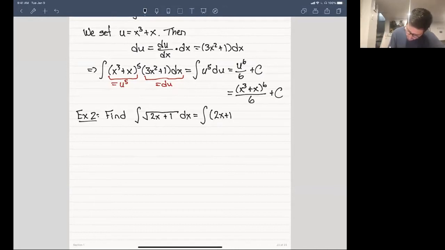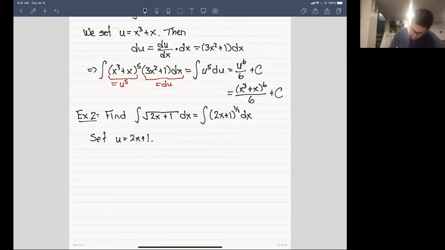This, in fact, does fit into the framework that we just talked about. So in this case, n is equal to 1/2. It's perfectly valid. So it seems to me that I want to substitute u equal to 2x plus 1. I'm going to follow what I just did. So let's try it out. So let's set u equal to 2x plus 1.